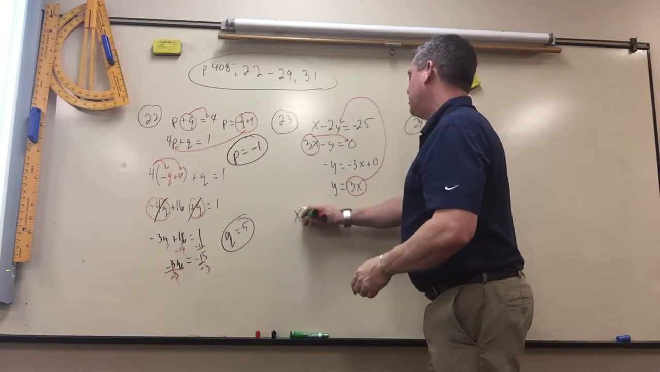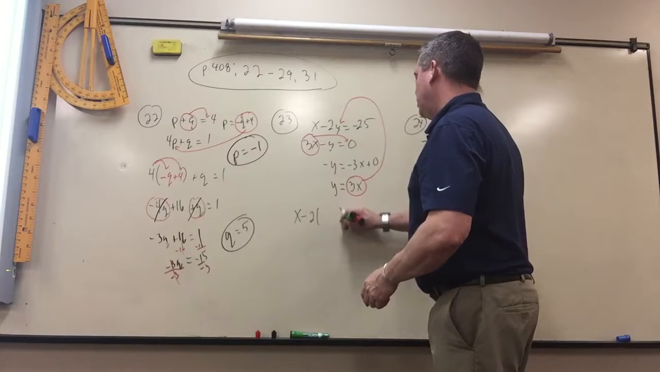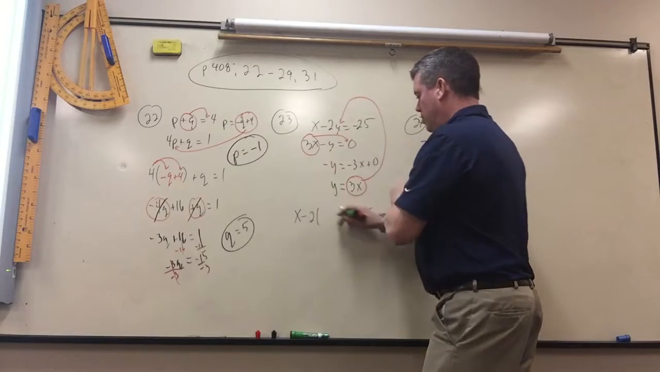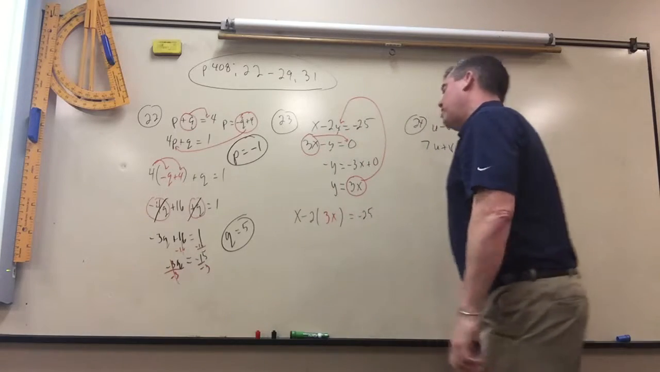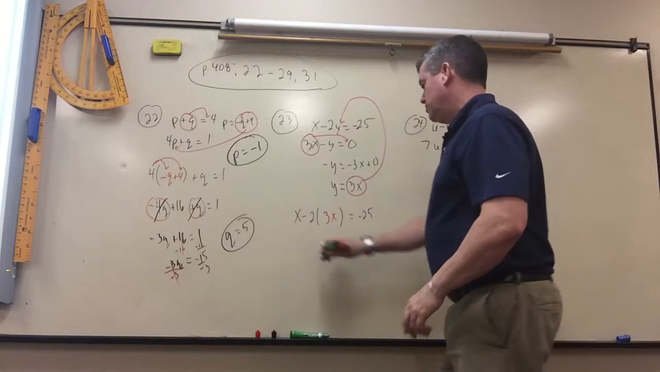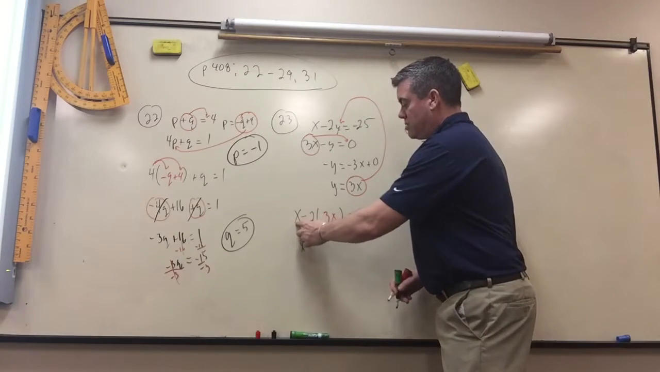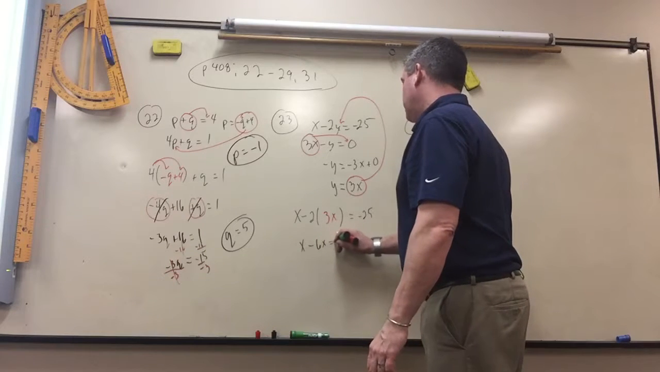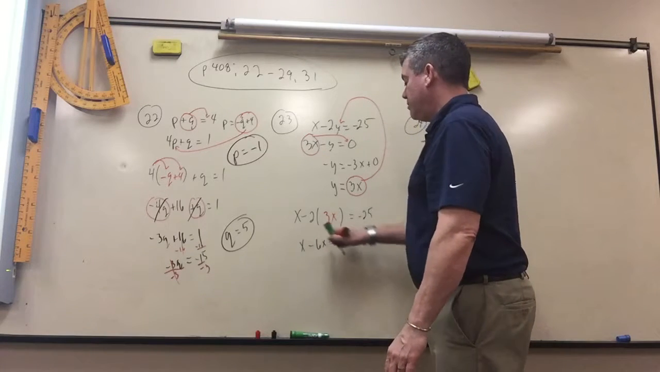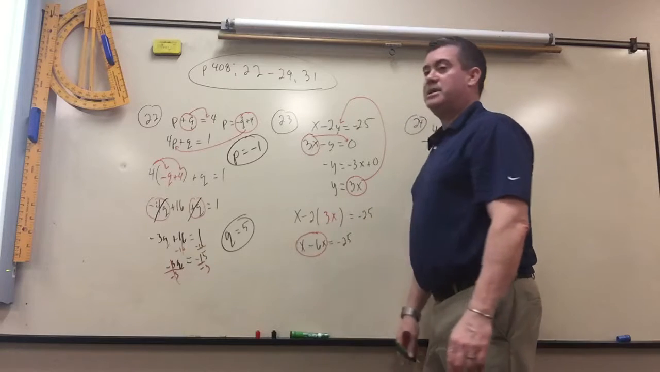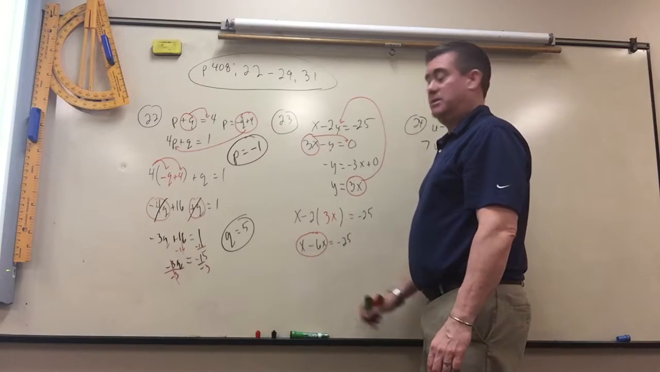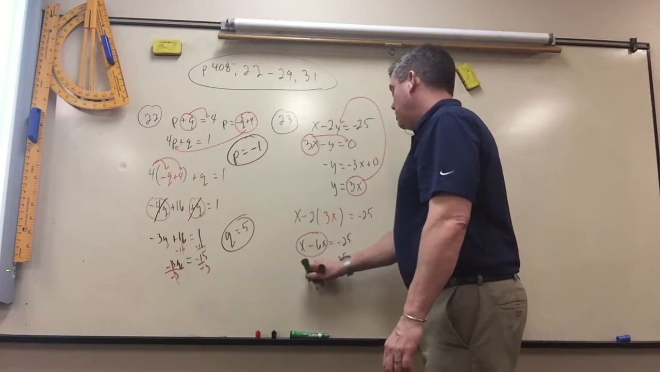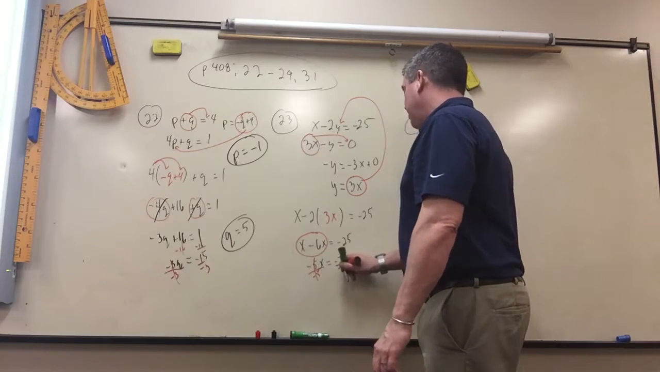So x minus 2 times the y equals negative 25. So in place of the y, I put 3x. And then we got to solve it. So x, a negative 2 times positive 3x is negative 6x equals negative 25. X minus 6x is negative 5x. So then we divide by negative 5 and you get 5.